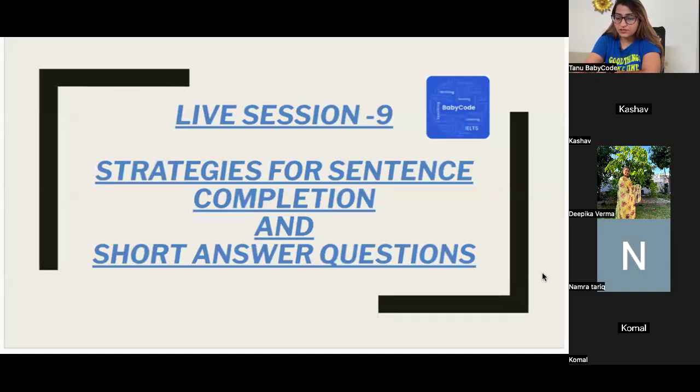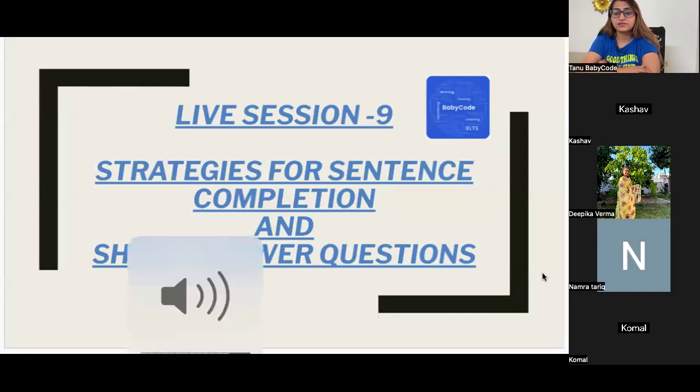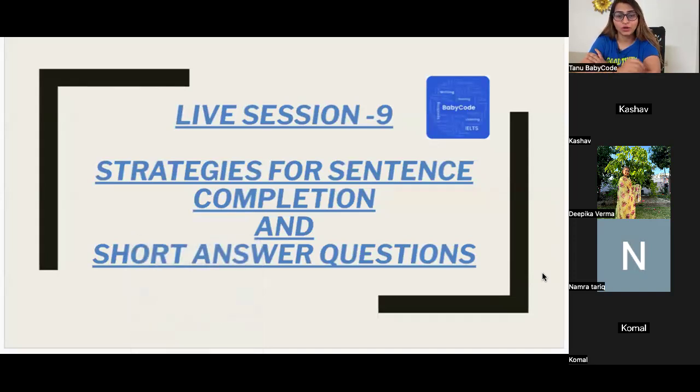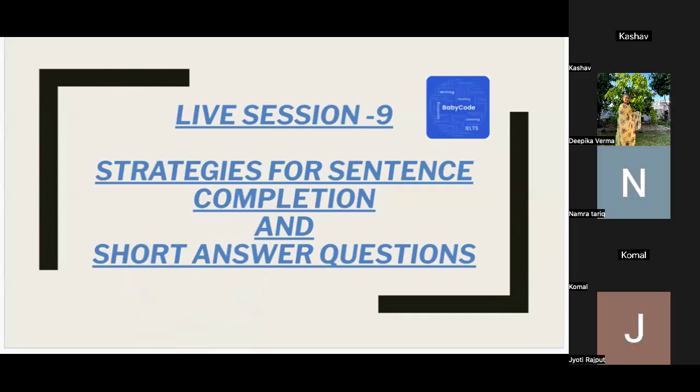So we will discuss today about short answer questions as well as sentence completion questions. In this session, we will discuss some of the strategies and tips for completion tasks as well as short answer. Later on, we will discuss some of the common problems faced during short answer questions, and we will also discuss the exercises. So we will focus on the practice exercise as well.